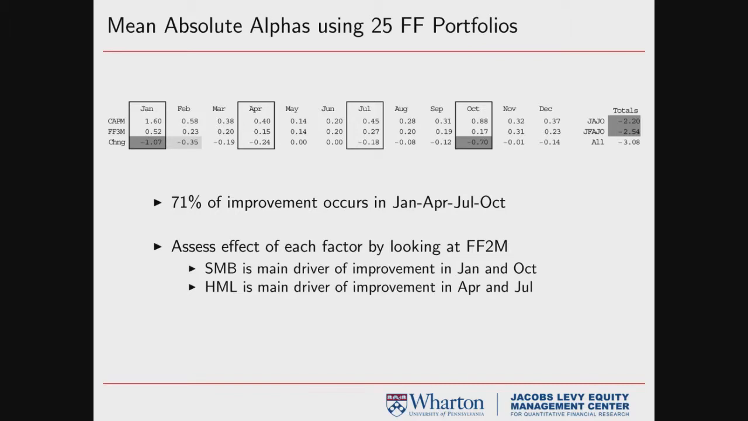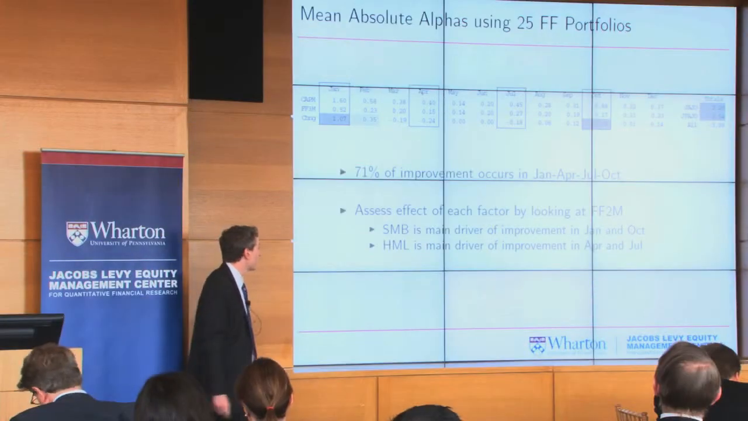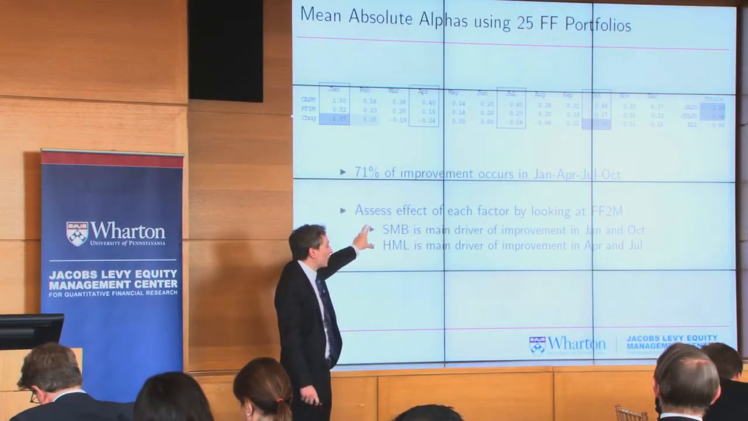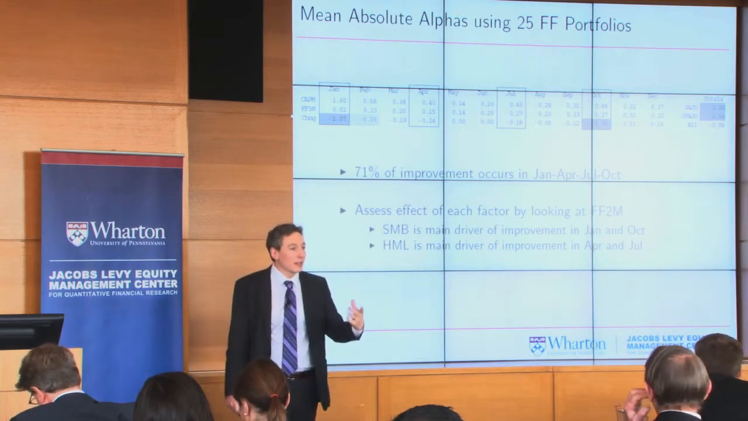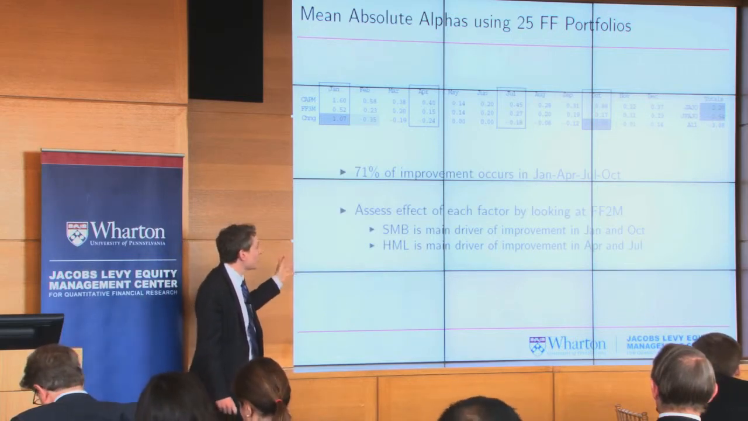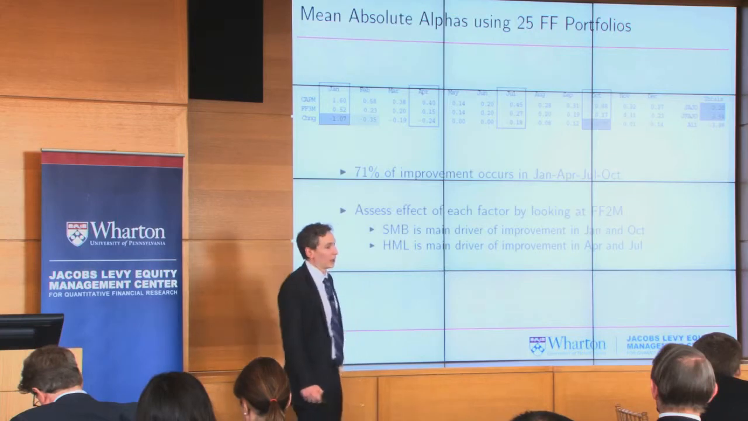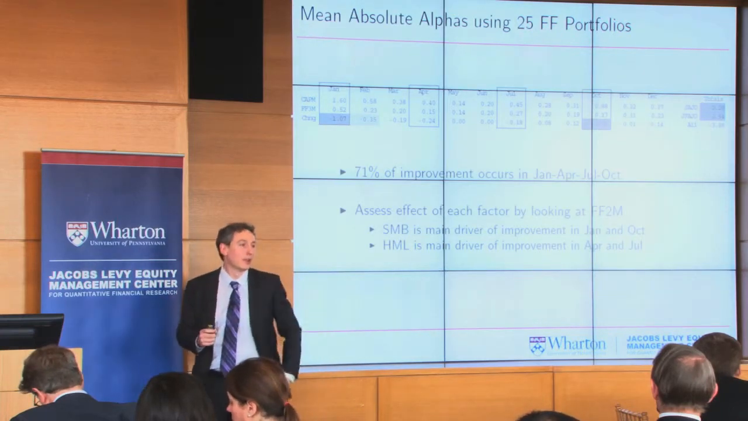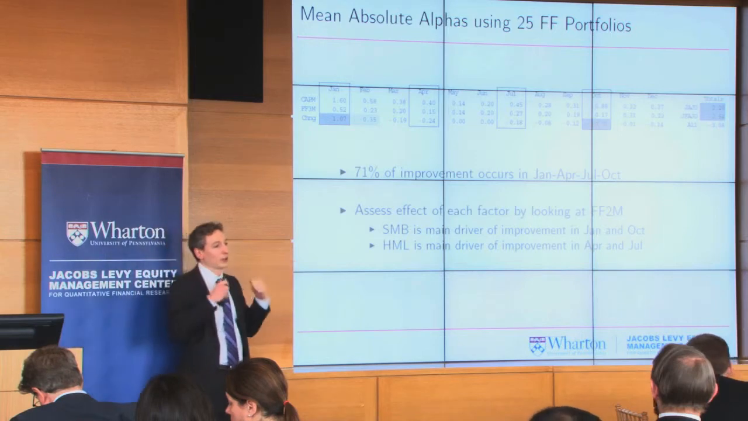We see a similar effect in the Fama-French 25 portfolios. Here we get 71%, so it's a little bit lower, but these portfolios were also sorted to be particularly exposed to these factors, so it's not surprising that the effect is a little bit lower. Still, we see this amazing concentration of when the improvement of the model works. We also break this down by looking at a Fama-French two-factor model, and we see SMB mainly improves January and October, and HML mainly drives the improvement in April and July. So there seems to be an even slightly more interesting factor structure beyond just looking at the whole model.